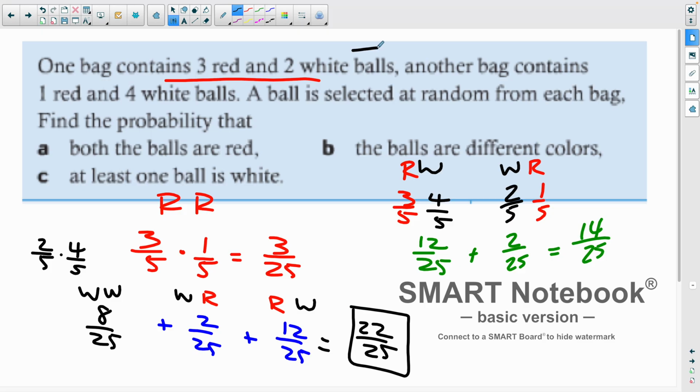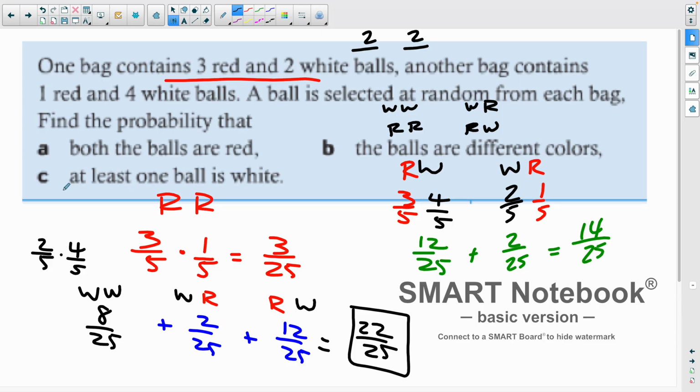How many outcomes do I have from the first container? 2 outcomes. How many outcomes do I have from the second container? 2. So 2 times 2 would give me 4 different outcomes. I have white, white; white, red; red, white; and red, red. Those are the 4 different things I could have, right?